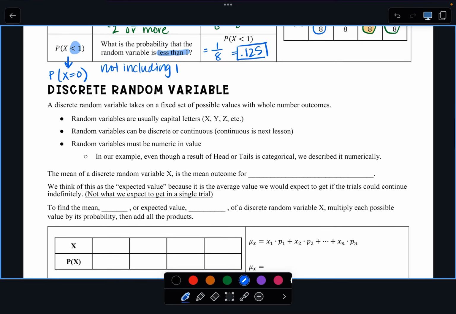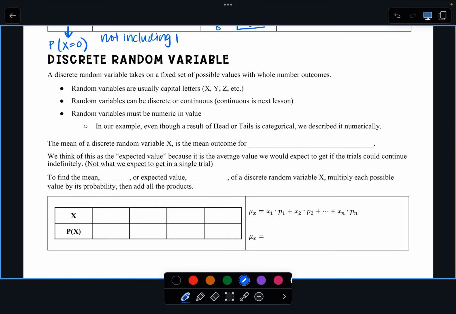And then we're going to go in and talk about the differences between discrete and continuous. Continuous, for the most part, we're not really going to cover today. We get more into things like that in the next lessons, mostly going into hypothesis testing, which we'll barely touch today, but we're not going to go too far. Discrete random variable is where we're living right now. A discrete random variable takes on, and the big definition of discrete that we had at the very beginning of the year, a fixed set of possible values with whole number outcomes.